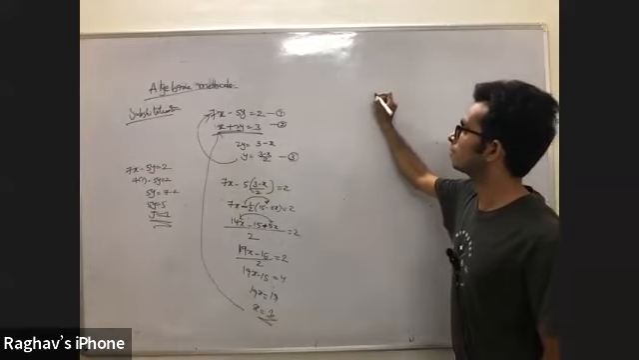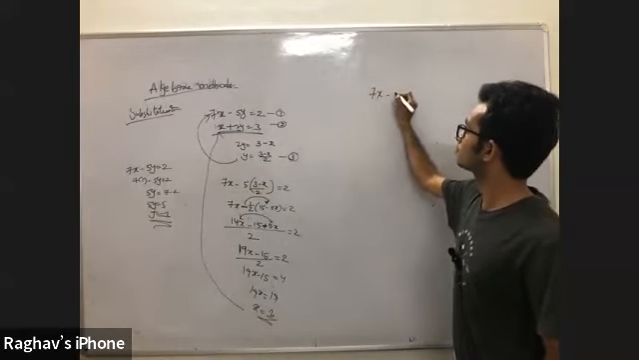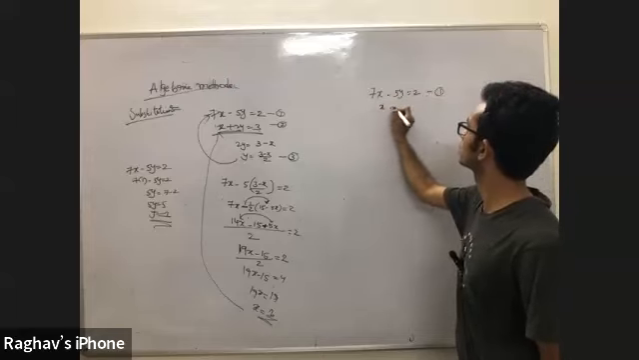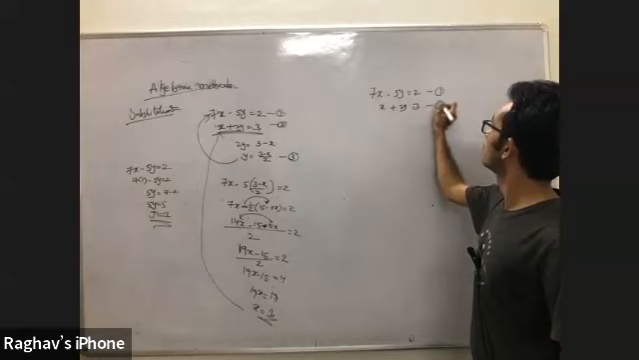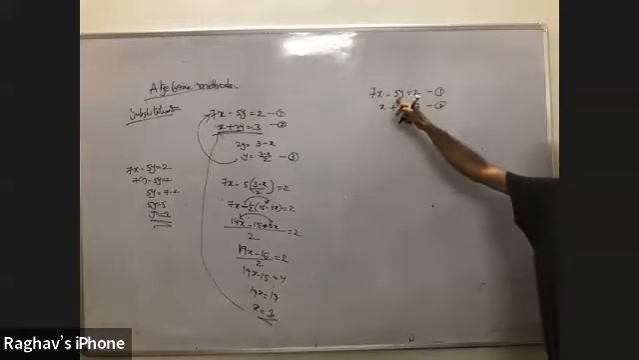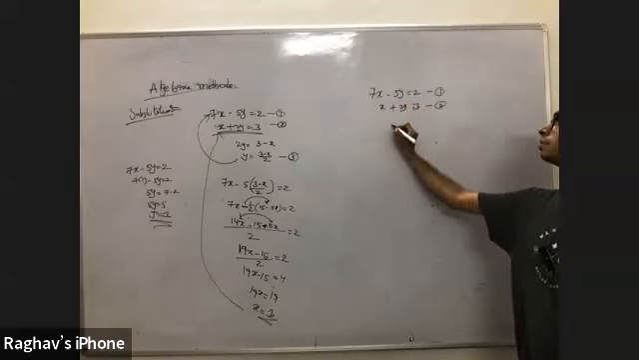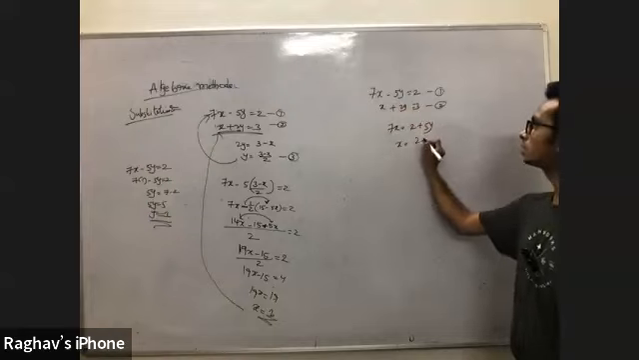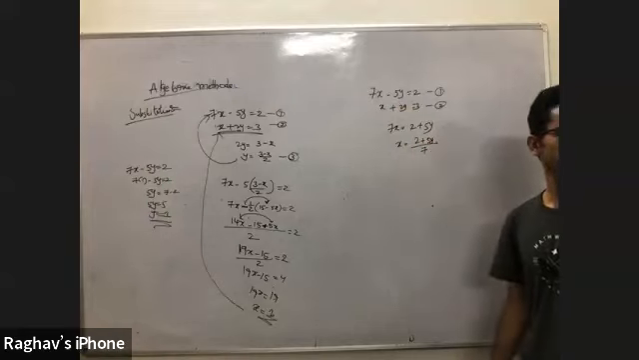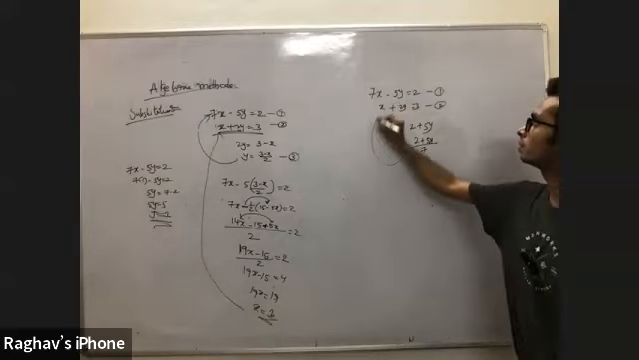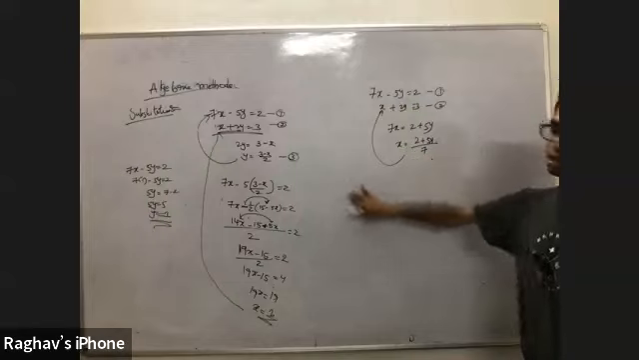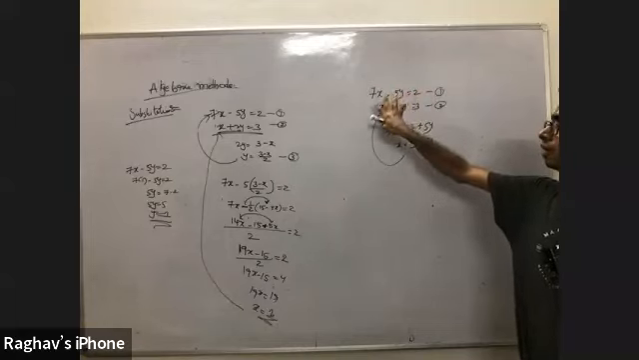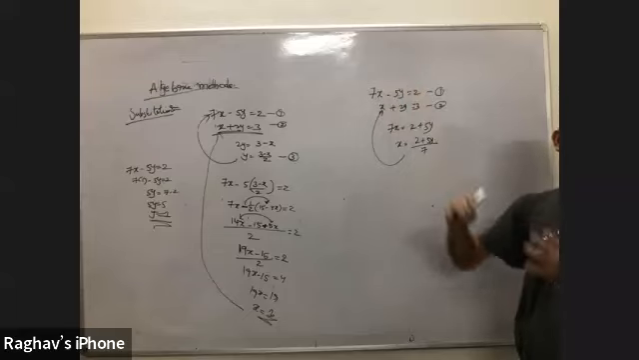Again, writing down one more time: 7x minus 5y equal to 2, x plus 2y equal to 3. Now we are taking equation 1 and I want to get the x value. How can you get x? 7x equal to 2 plus 5y, x equal to 2 plus 5y by 7. So now substitute this in equation 2. You should not substitute again in equation 1. We need to take from equation 1 or equation 2 and substitute in the other equation.